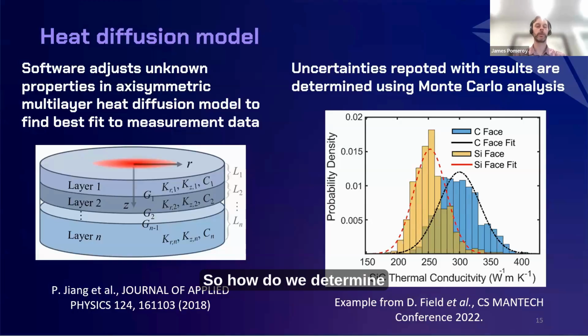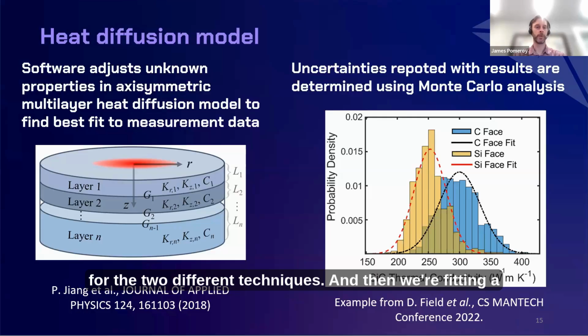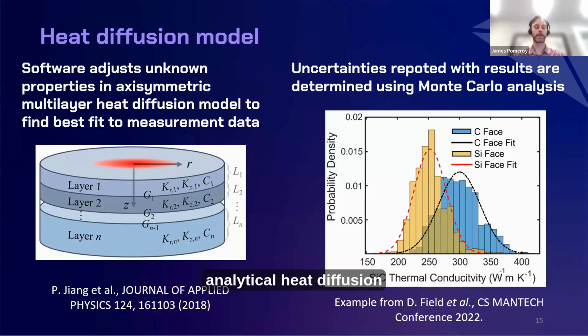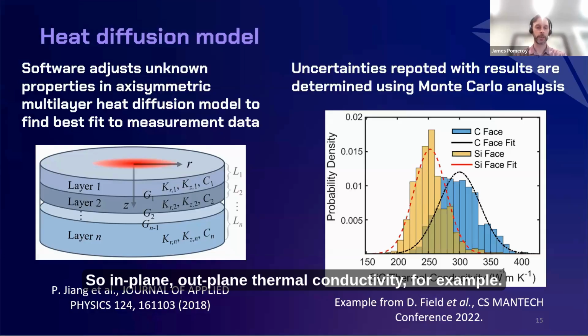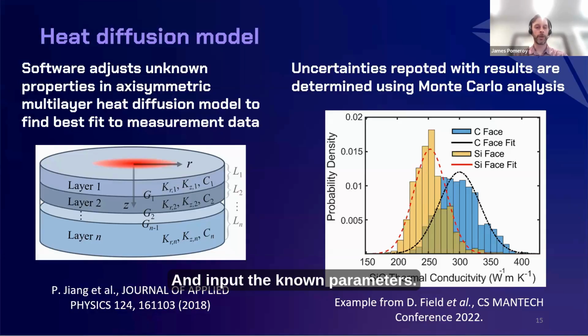Okay, so how do we determine the parameters we need from the measurement data? We take those plots, time plots or frequency plots for the two different techniques, and then we fit an analytical heat diffusion model, which is axisymmetric. That means that we assume that heat diffuses equally in all directions. Then for multiple layers up to layer n, we input the known parameters, such as kr and kz, the in-plane and out-of-plane thermal conductivity, for example, and then we fit the unknown parameters to get a best fit to the experimental data.